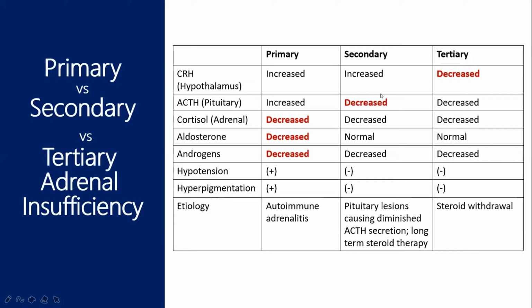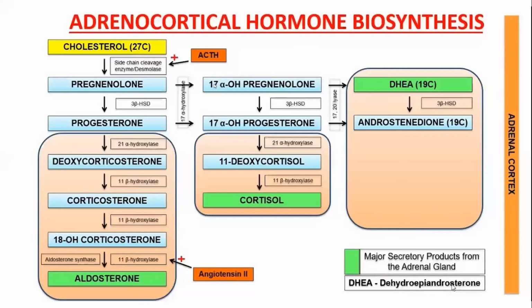Aldosterone would be normal in secondary adrenal insufficiency because aldosterone production is not affected, while there would be a decrease in production of the androgens. So the reason for the decrease in androgen production is this one.